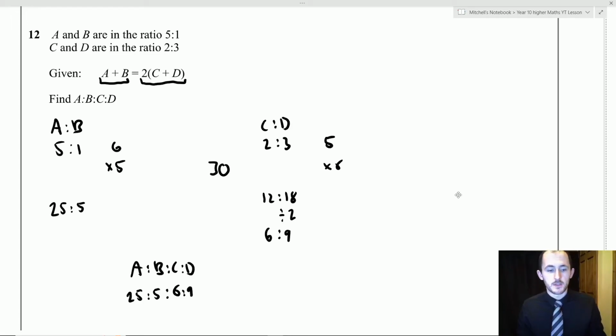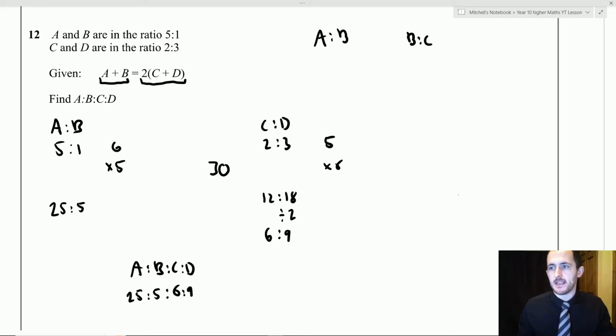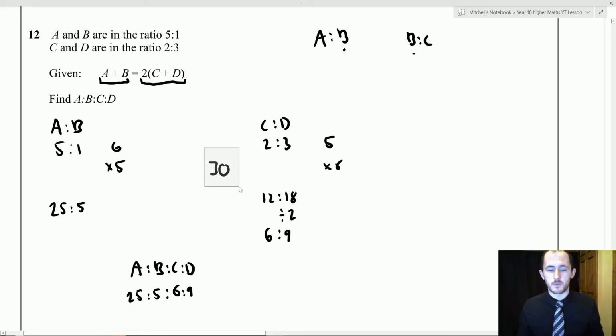Yes. So normally, when I want to combine a ratio, I have to have common letters. It might be something like A to B, and then I have B to C. I can combine that if I make the B's the same. But if we have no letters in common, I have to split them into their lowest common multiple.